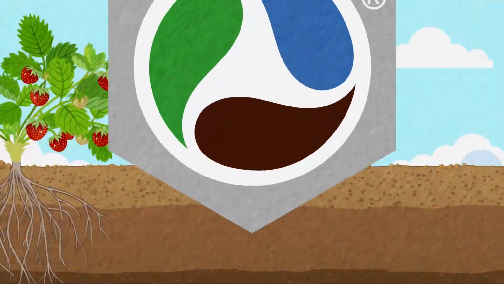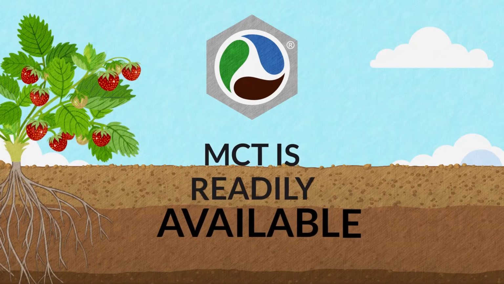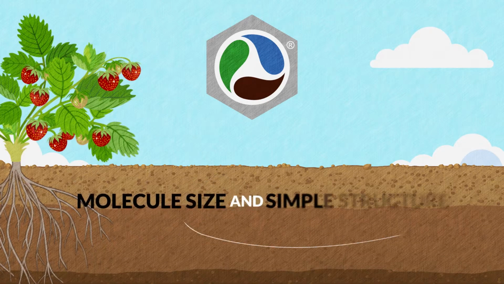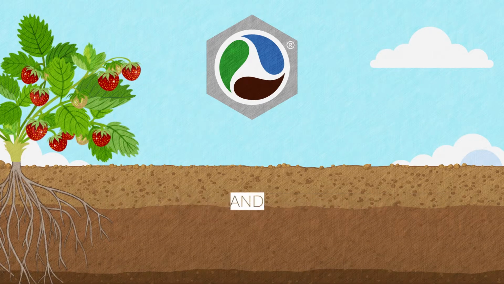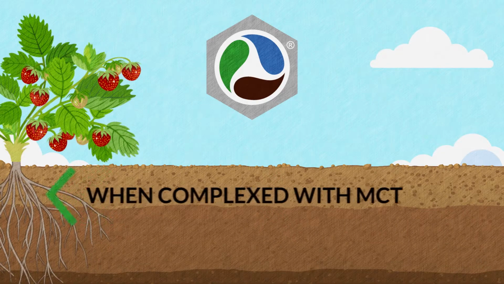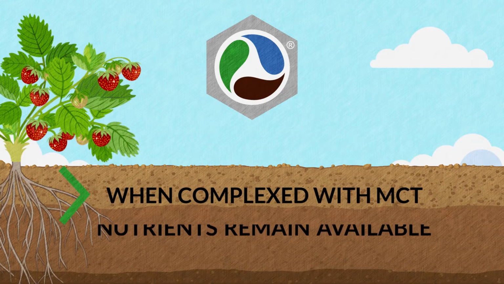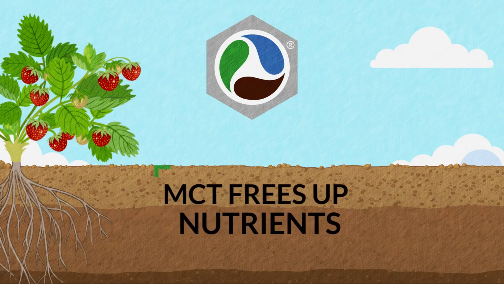So to review, number 1, MCT is readily available and does not need additional processing within the soil. Number 2, MCT's carbon molecule size and simple structure allow it to be easily assimilated, through both foliar and soil application. When complexed with MCT, soil-applied nutrients avoid tie-up and remain available. MCT also frees up additional nutrients in the soil.